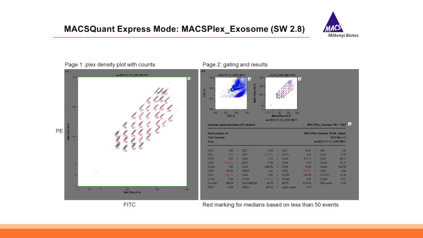In this case, you see that we get a signal for CD9 and for the CD63 bead, but no signal for the CD14 beads. So the exosomes comprise CD9 and CD63 on their surface, but no CD14.